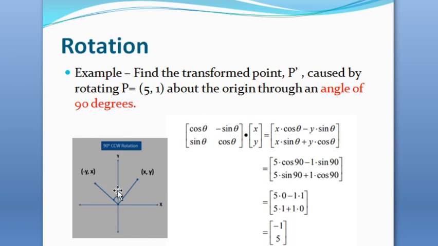For 90 degrees, you can easily remember that a point (x, y) rotated by 90 degrees in the positive, counterclockwise direction is transformed as (5, 1) to (minus 1, 5). So (x, y) is rotated 90 degrees in the counterclockwise direction. Therefore we get (minus 1, 5). By substituting into the formula also, we get (minus 1, 5) by rotating through an angle of 90 degrees.